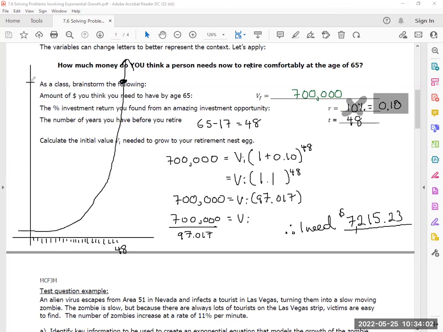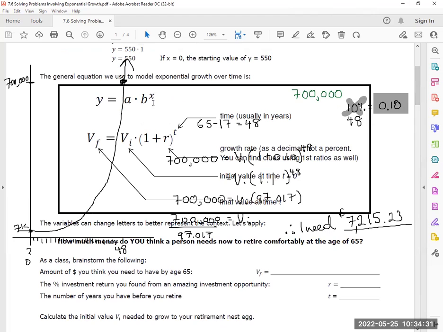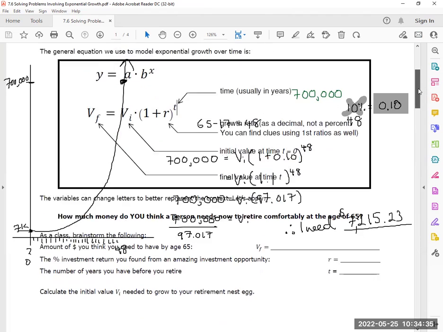If I have $700,000 at 48, how much was it when it was 0? It was 7K. That's the power of exponents. It grows really fast, really quick. And we can model this based on our equation up here, A times B to the X. It's math. It's just we're putting in the numbers that make sense to our lives.